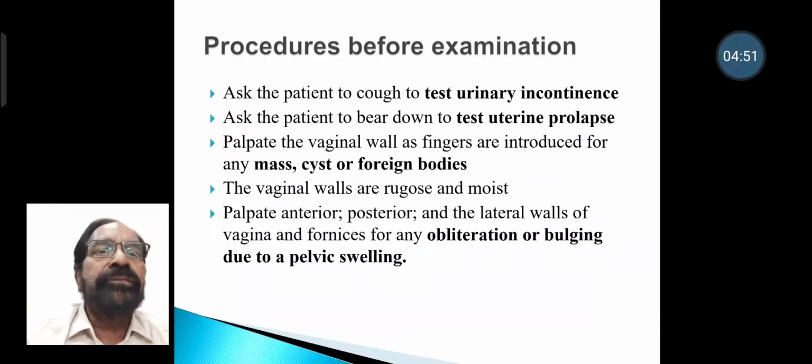Ask the patient to cough to test urinary incontinence. Ask the patient to bear down to test uterine prolapse. Palpate the vaginal walls as fingers are introduced for any mass, cyst or foreign bodies. The vaginal walls are rugose and moist. Palpate anterior, posterior and lateral walls of vagina and fornices for any obliteration or bulging due to pelvic swelling.